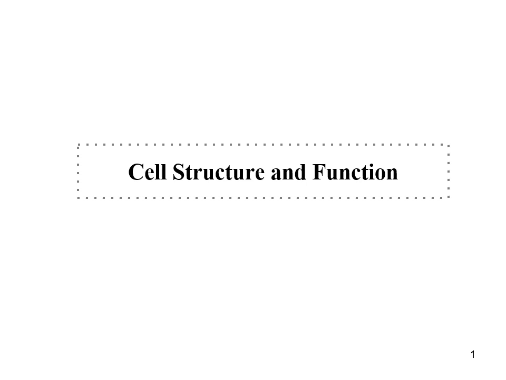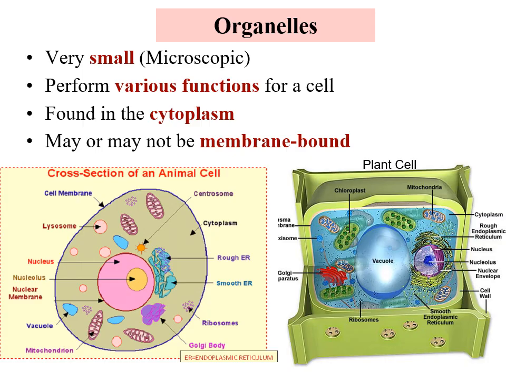Now, we shift our focus to the internal organization of eukaryotic cells and the organelles within them. Organelles are very small, microscopic structures within the cell that perform various functions. They are found in the cytoplasm and may or may not be membrane bound. We have an illustration of a plant cell here to give you a visual idea of these components.